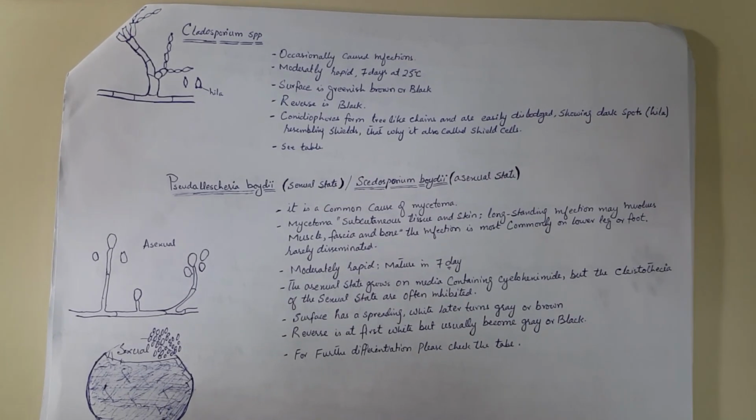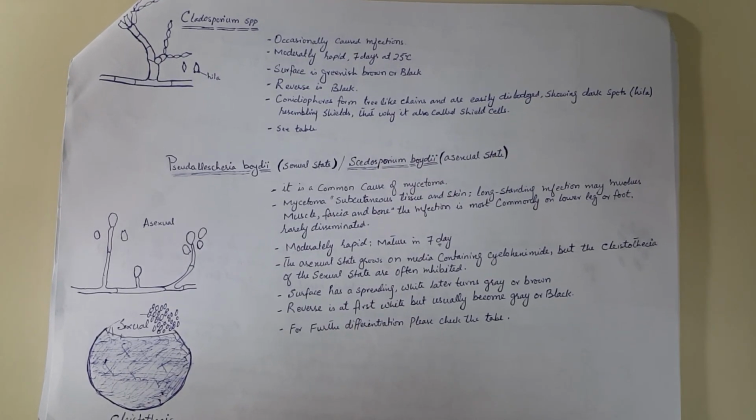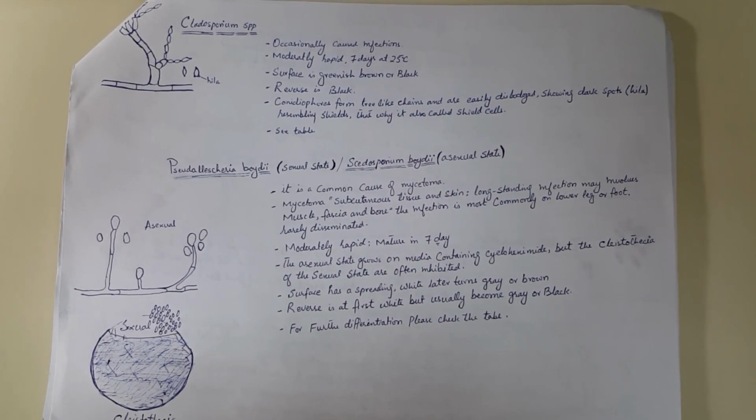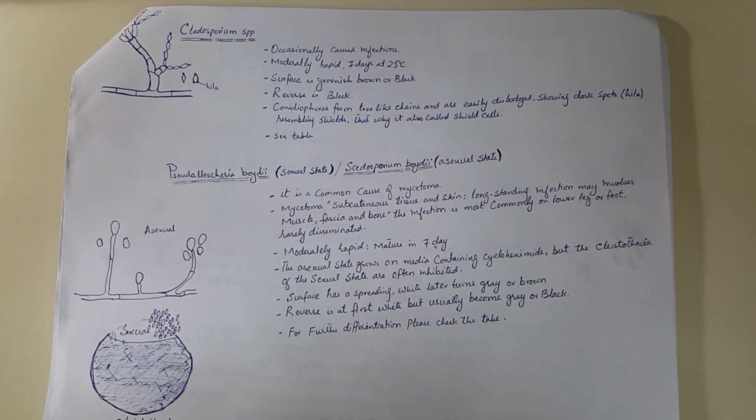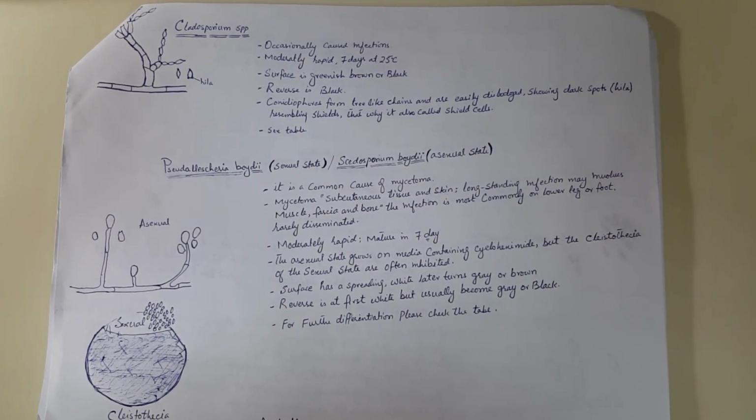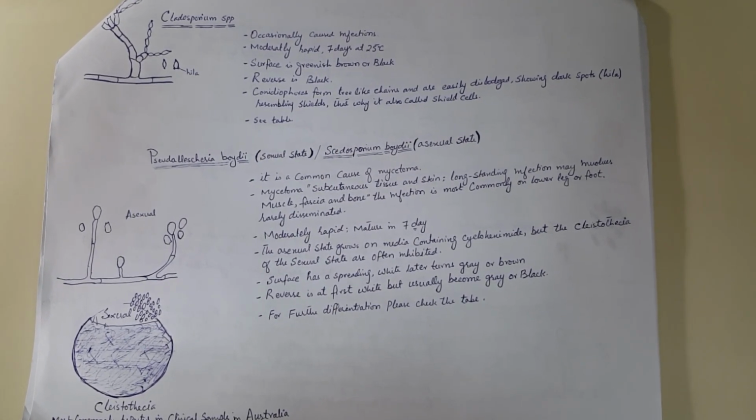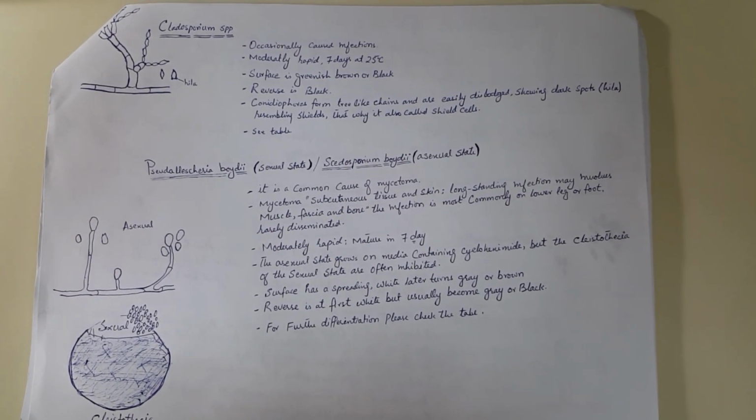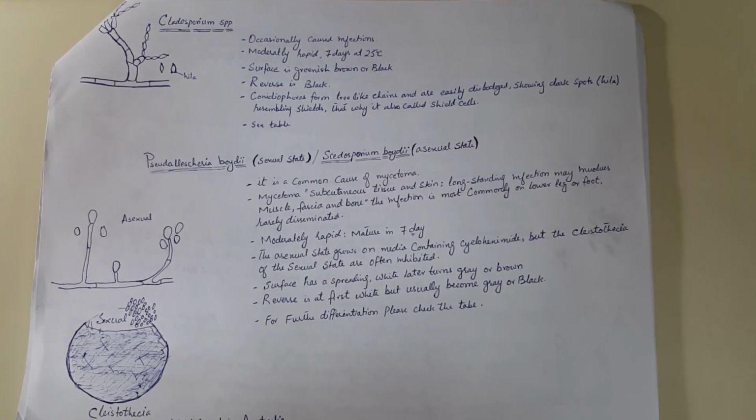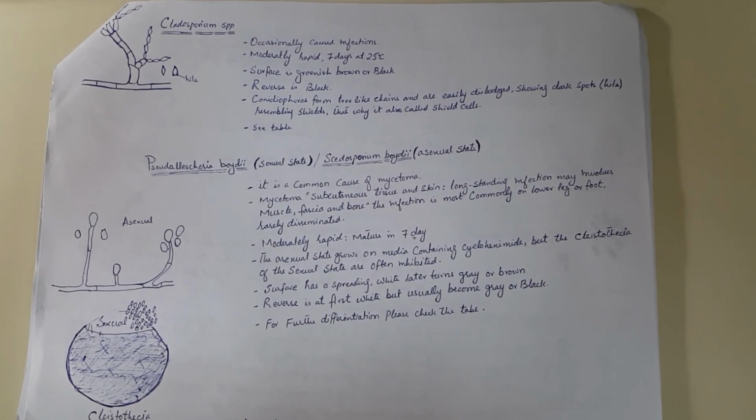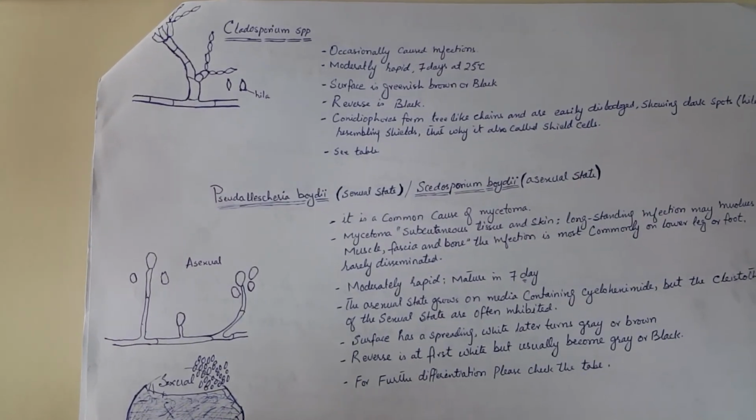Cladosporium species are also categorized in dematiaceous fungi. They occasionally cause infection, moderately rapid, 7 to 10 days at 25 degrees centigrade. Surface is greenish brown or black, reverse is black. The conidiophores form tree-like chains and are easily dislodged, showing the dark spot hila, which is the unique property differentiating this Cladosporium species from the rest of the dematiaceous fungi, resembling shields. That is why it is also called shield cells. See the table.